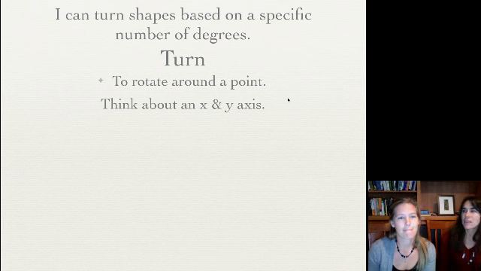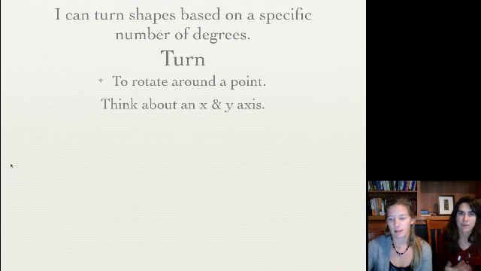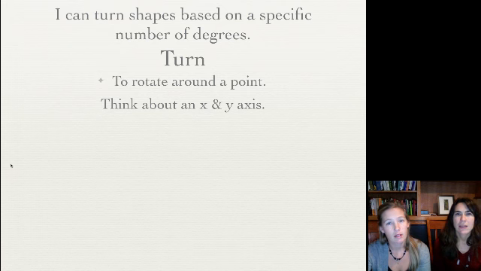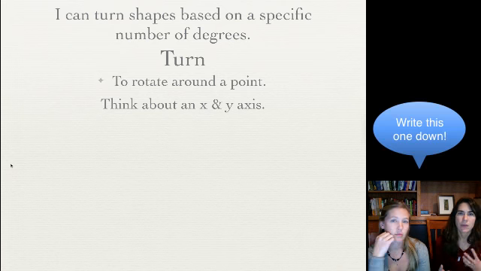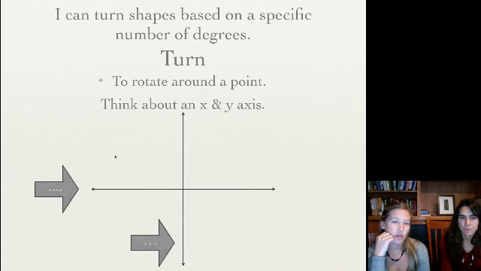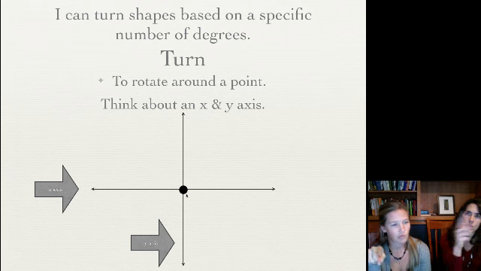Now, this next one, this is one that we're going to talk about the rest of the time. And this is one that you're really going to want to focus on. So please make sure to write this one down. That a turn is basically where you're rotating around a point. So you're going to want to think about this x-axis and y-axis. And you'll probably want to jot this down here. Because we have this point right here, and we're going to be taking shapes and thinking about how to rotate them, depending on what direction.